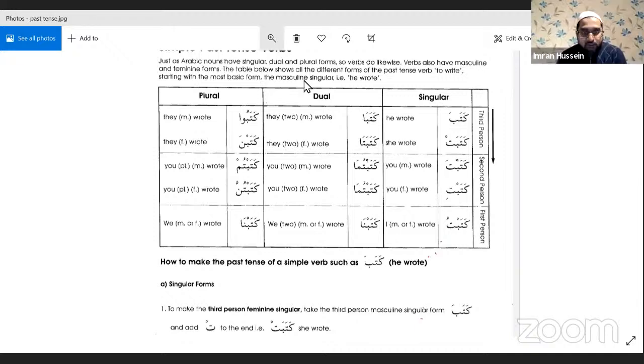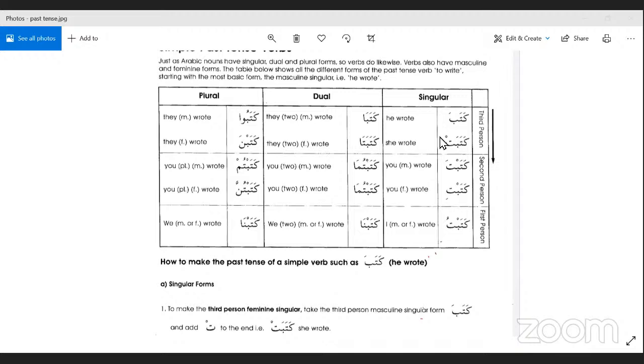Excellent. Can you choose the next student to come on the mic, please? Sister Batul. Yes. Assalamu alaikum. Alaikum assalam wa rahmatullah.